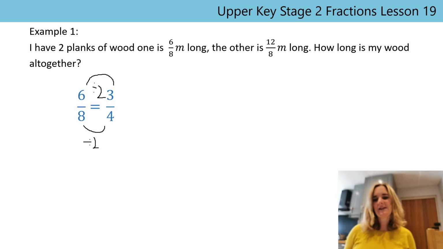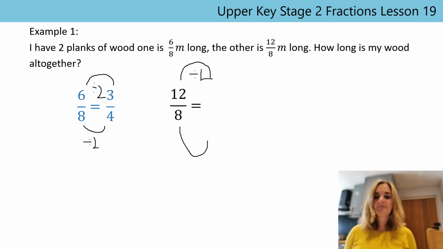What about with 12/8? What are the common factors of 12 and 8? That's right, it's 4. They're both multiples of 4. So the common factor is 4. So I'm going to use 4 to help me to simplify 12 and 8. I'm going to divide both the numerator and the denominator by 4. Right, and you're right, that gives us 3/2.